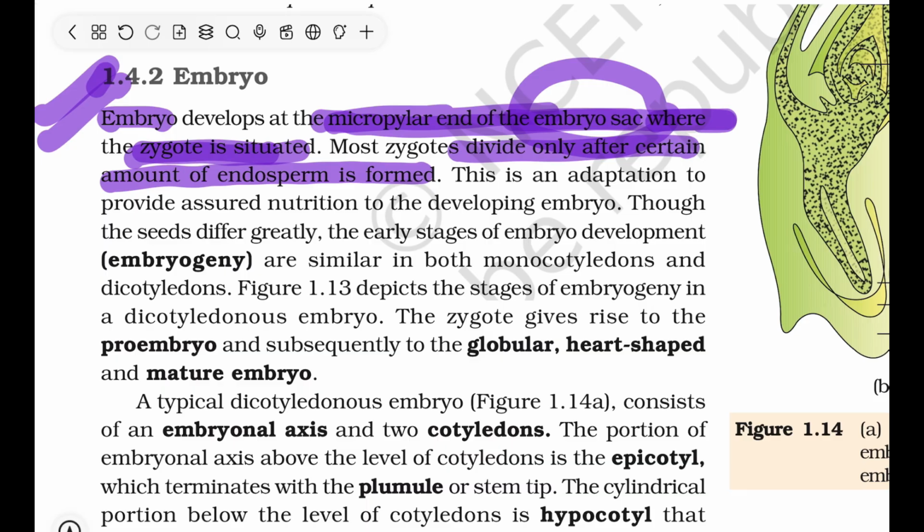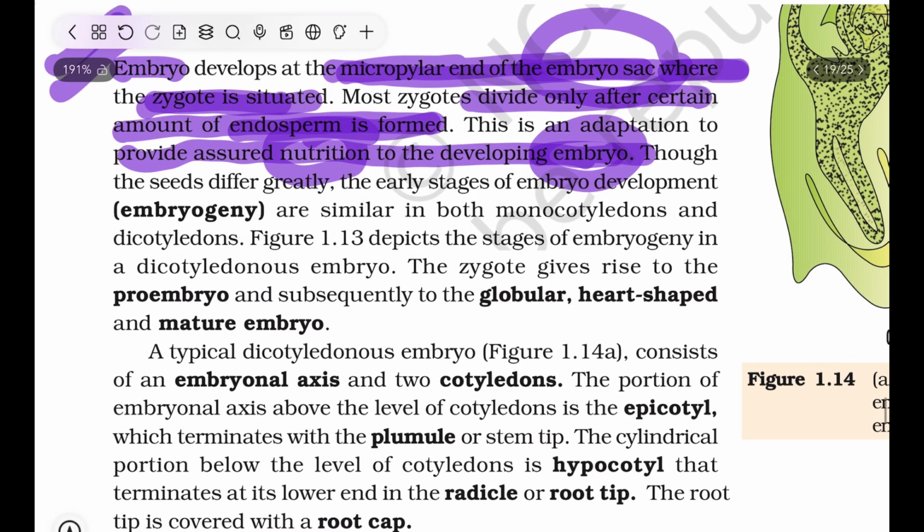Basically, the zygote will start dividing only after some endosperm is formed. This is an adaptation to provide a sure nutrition to the developing embryo. Why does the zygote only divide after some amount of endosperm? For nutrition, because the embryo needs nutrition, and endosperm is the only source that provides nutrition to the embryo. That's why the zygote only divides after endosperm formation, even if it is a little.